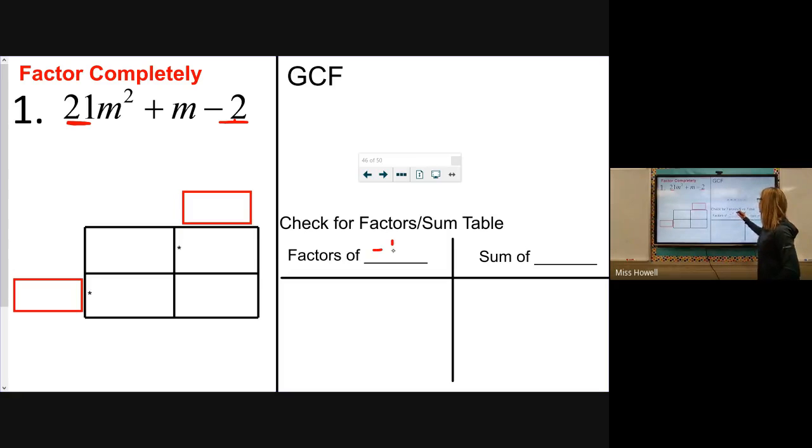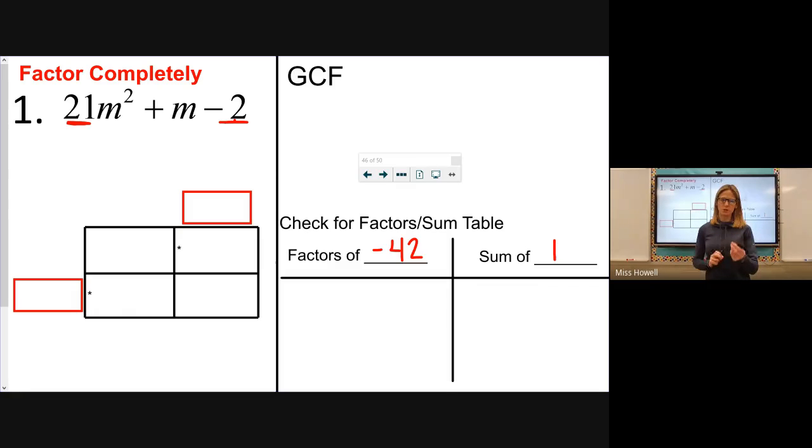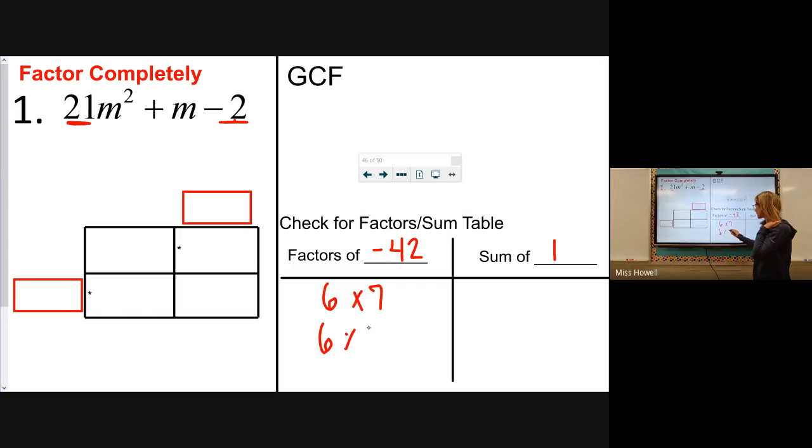So we'd have a negative 42, and we need to add up to that middle term of 1. Now, here's my suggestion to you. When you need a sum of 1, that means your digits have to be within 1 of each other, like 1 and 2, 2 and 3, 3 and 4, 4 and 5, 5 and 6, and so on. So I'm thinking of the combination that when I multiply gives me 42, but the digits are right next to each other. And in this case, the magic combination would be 6 and 7. Now remember, to get a negative up here, there's 2 different ways to get that. Make the 6 a negative or make the 7 a negative. Right? And so that's going to be our combination that works here.